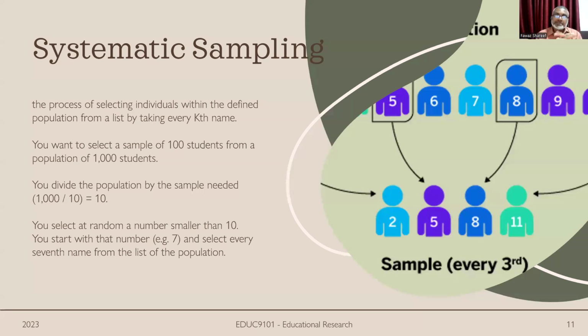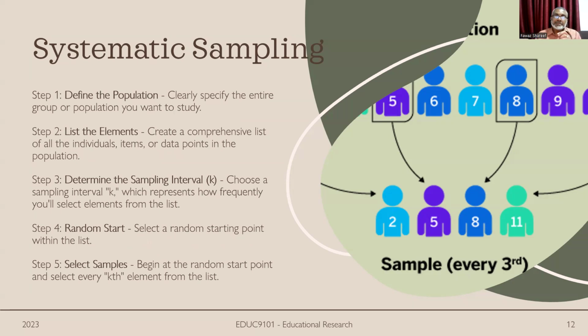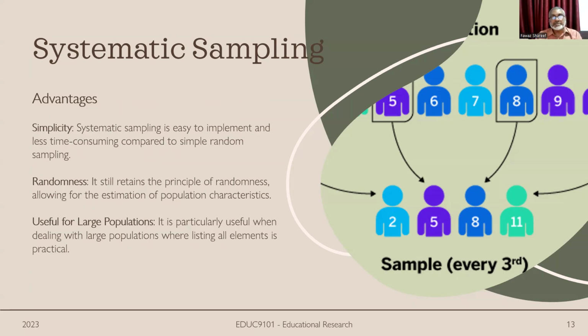So that is systematic sampling. Advantages would be, again, it's simple, it's random, and it is useful for larger populations. And we have done this. Let's say one example is we went to Addu for research, and then we needed to select houses at random.